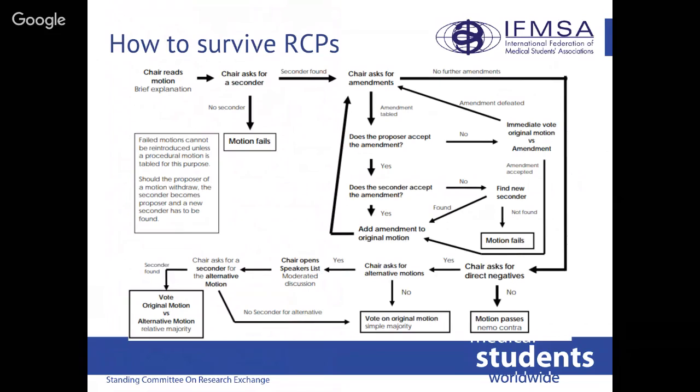If the proposer doesn't accept the amendment, there will be an immediate vote of the original motion versus the amendment. If the original motion has more votes, then the original motion is kept. If the version with an amendment is voted on, it will be added onto the original motion. If there is a proposer, there will be a question for a seconder.